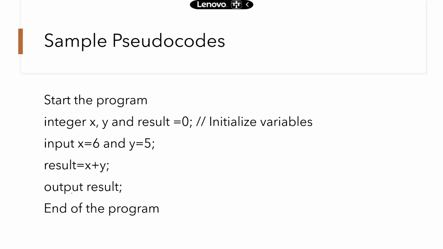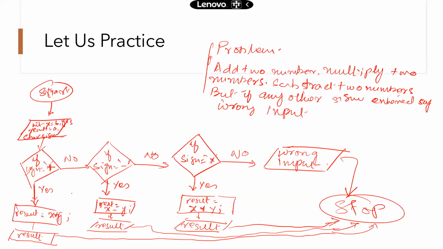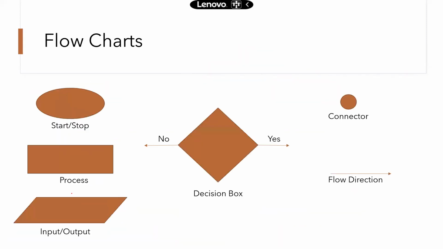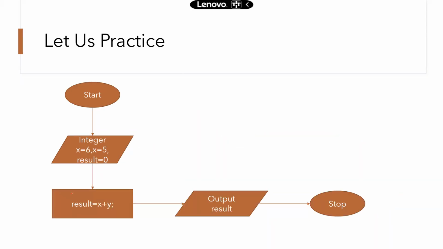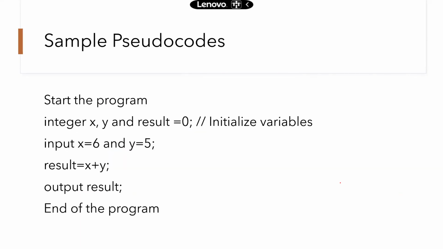So this is a sample pseudocode. Over here, we can see that this pseudocode is from the flowchart. If we go back and see this, we can simply see this program like this: we start, then we took an input that we added, then we had an output, and then we stopped. So this pseudocode represents the same program.